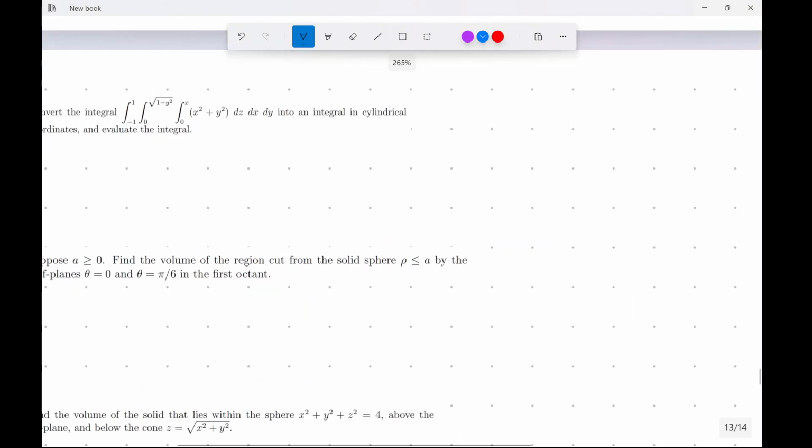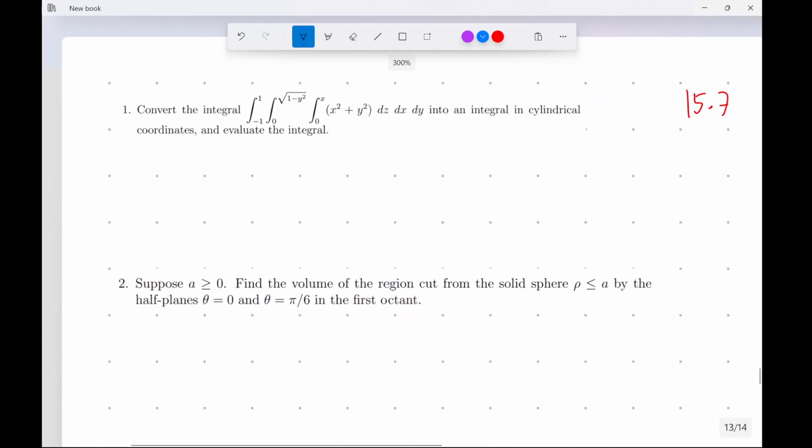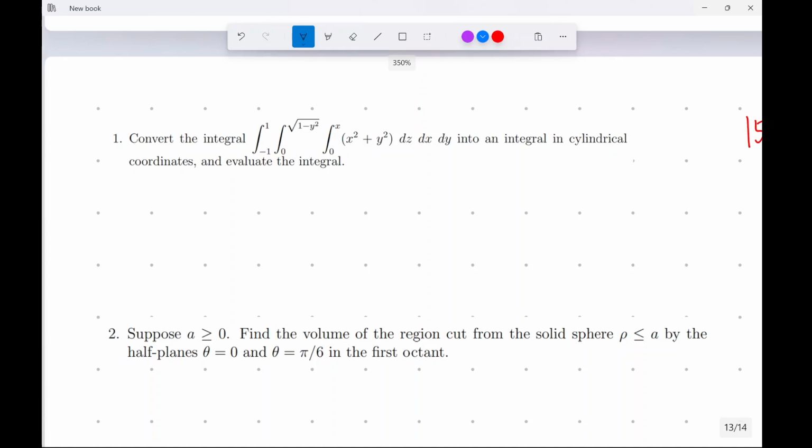All right, hello, this is worksheet 15.7 on cylindrical and polar coordinates. I don't think I have much to say, so let's get started. Oh yeah, I do actually have one thing to say.